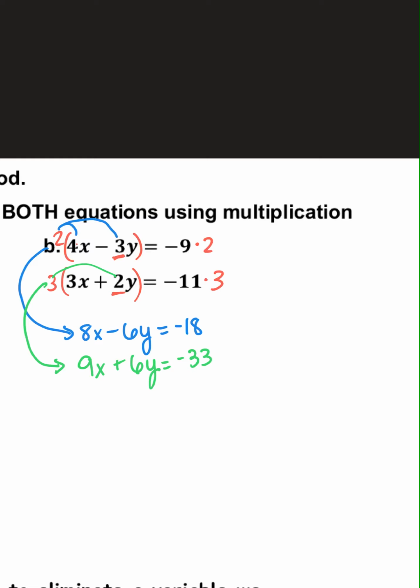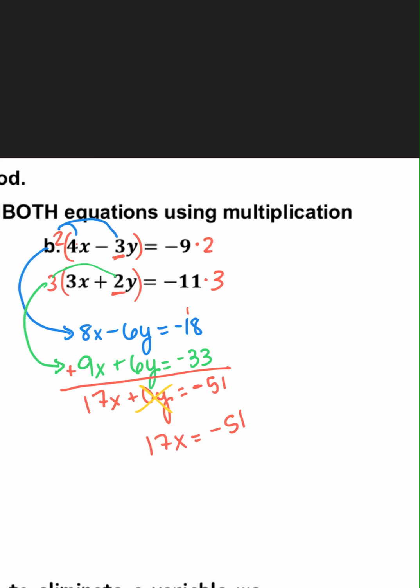All right, now let's add them together and see if anything eliminates now. 8x plus 9x is 17x. 6y minus 6y is going to give me 0y. And then a negative and a negative we're going to add together and keep the sign. So it's going to be negative 8, 9, 10, 11, carry the 1, 3, 4, 5. So negative 51. All right, so that 0y, it cancels out. It's gone. So we're left with 17x equals negative 51.